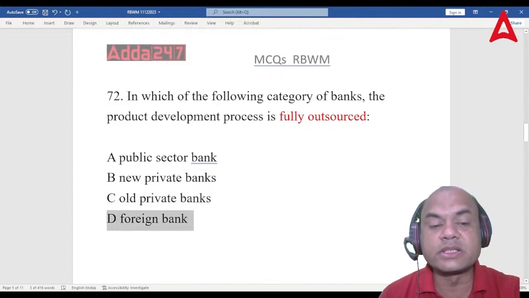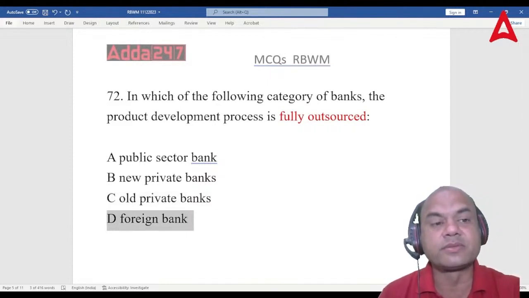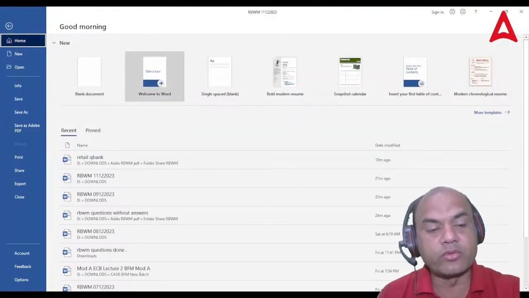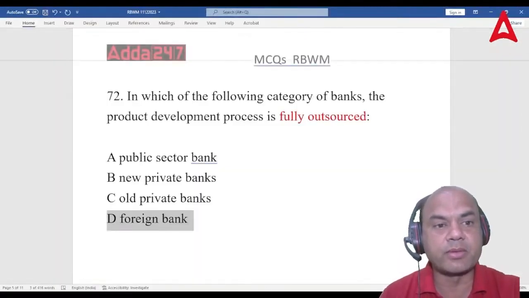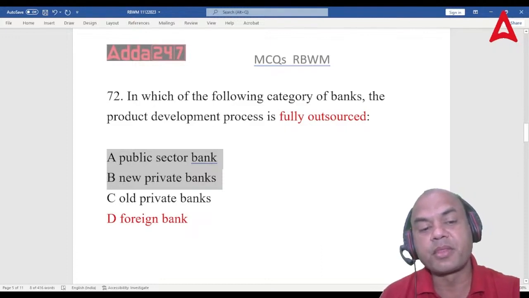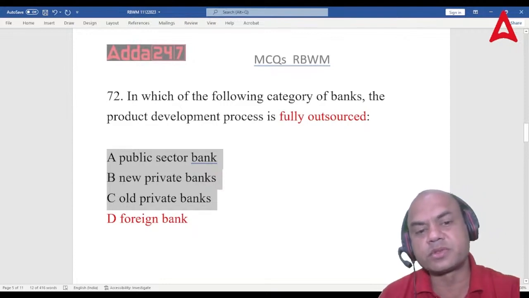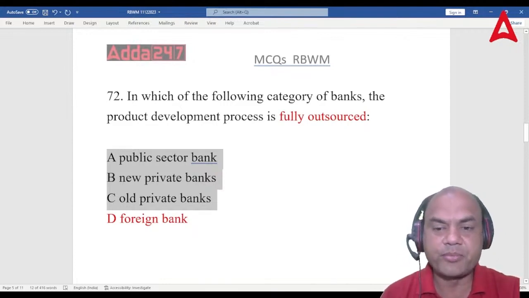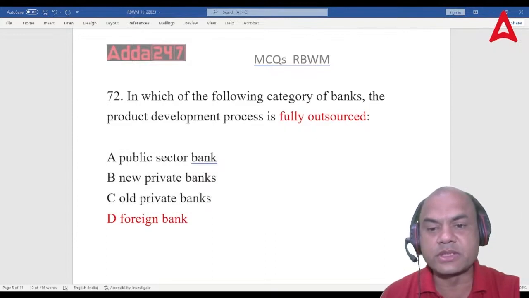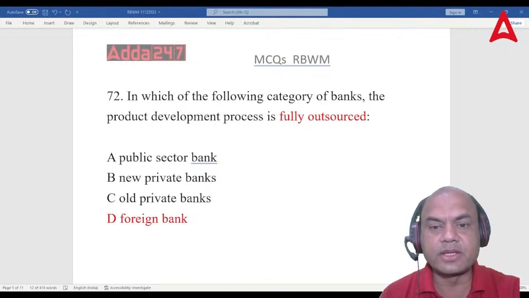So full outsourcing is done in foreign banks, always. Remember this. In new private sector banks and public sector banks, it is partial. In fact, all of them are now doing partial outsourcing. Got it? Okay with this? Move on.